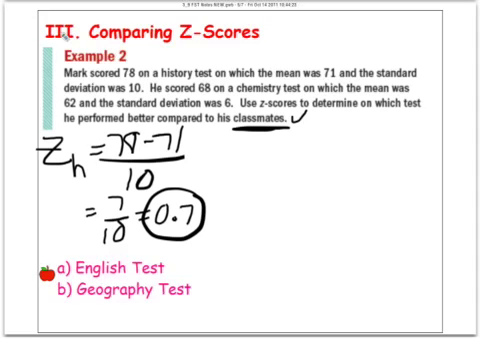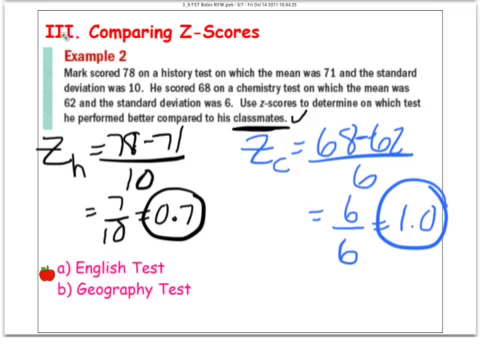I want you to pause the video and compute for yourself the z-score for the chemistry test. So go ahead, pause the video, do the z-score, turn it back on, and see if you got the right answer. Did you get the z-score on the chemistry test? It was 1 standard deviation above the class average.